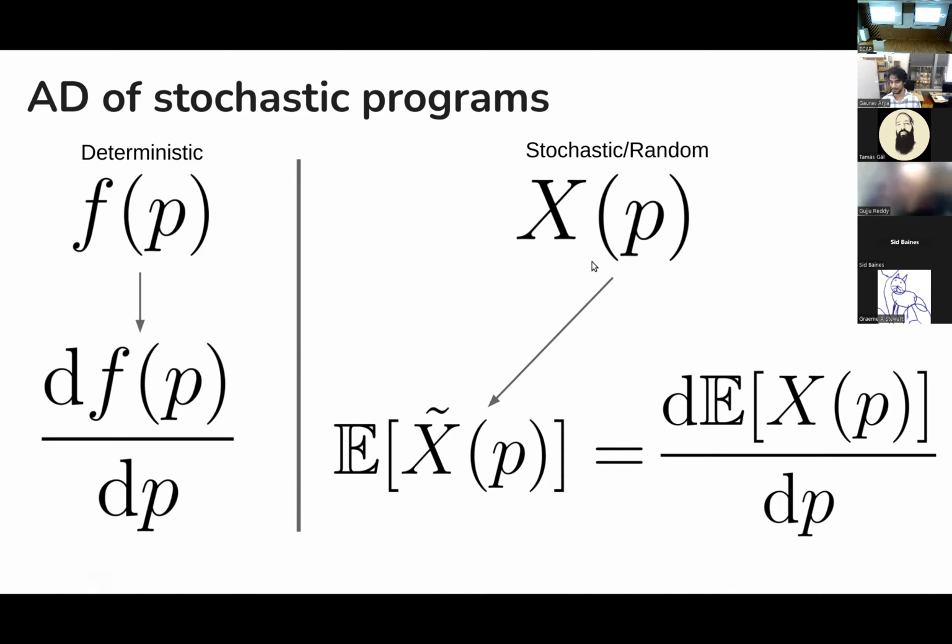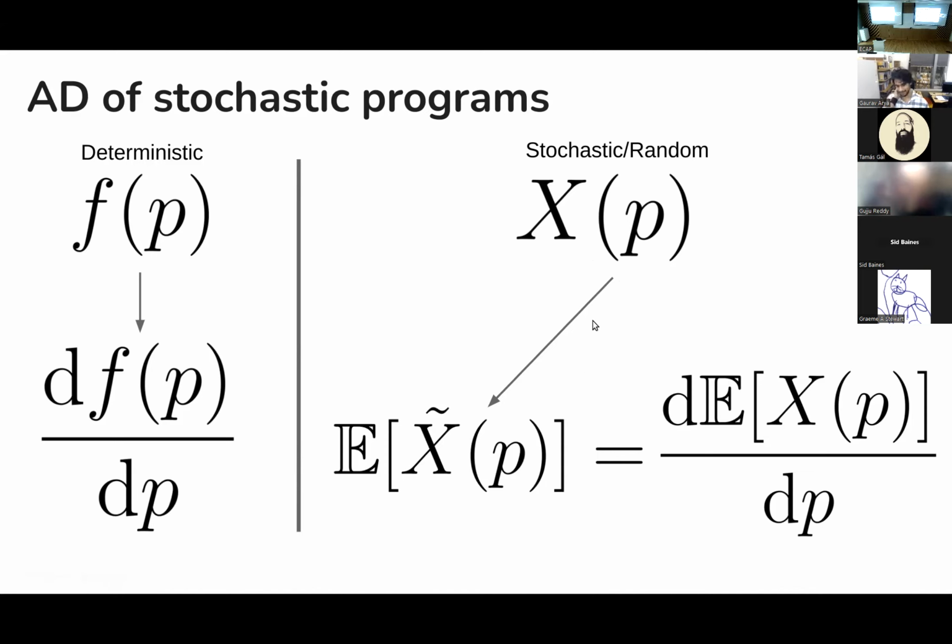Are people comfortable with the goal? This quantity here is often called a gradient estimator in machine learning, and this is the goal when we want to differentiate a stochastic program. Are people comfortable with that? If there are any questions, you could ask now. Okay, great.